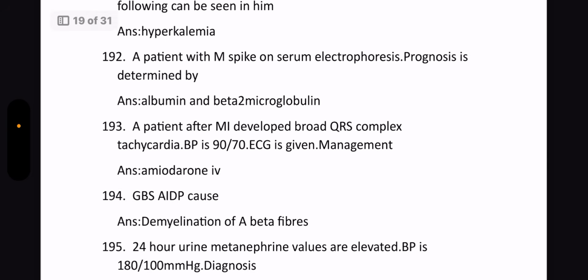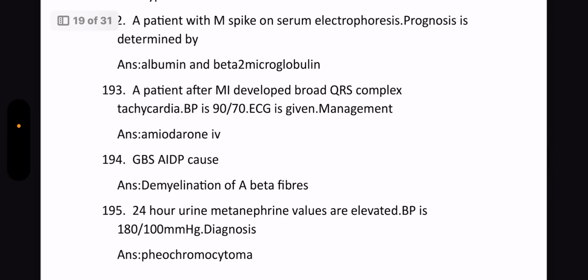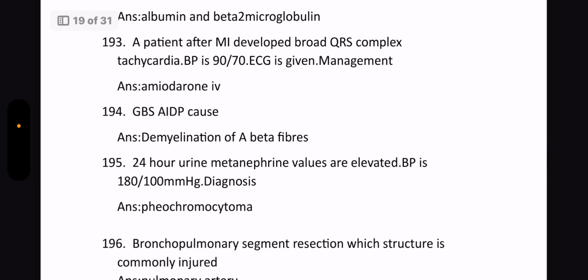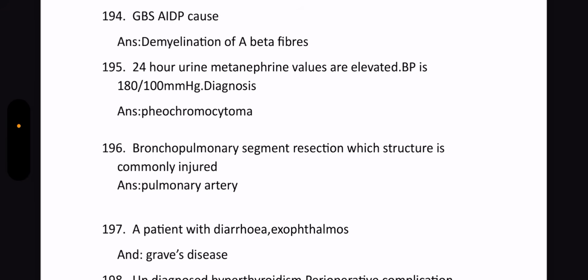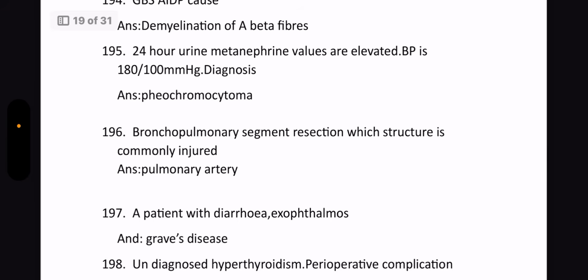Next, RTA patient is passing red colored urine. Which of the following can be seen in him? Answer, hyperkalemia. Patient with M spike on serum electrophoresis. Prognosis is by albumin and beta-2 microglobulin. Next, patient with MI developed broad QRS complex tachycardia. BP is 90/70. ECG is given. Management, amiodarone IV. Next, Guillain-Barré syndrome, AIDP. What is the cause? Answer, demyelination of A beta fibers.